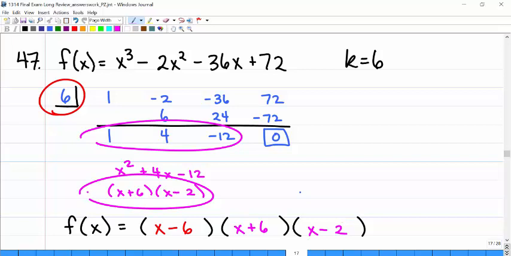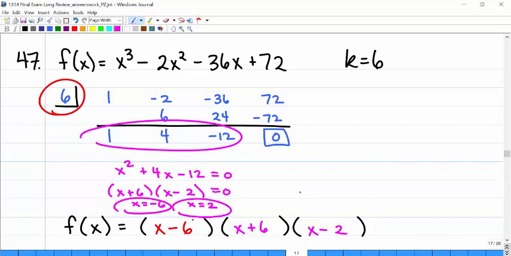On the question above, it asked you to find all the zeros. If I had set this equal to 0 and solved for x, I would have x equals -6 and x equals 2. Do you see the other two zeros? I have the zeros 6, -6, and 2, which gives me the factors of, for this one, x minus 6, for this one, x minus -6, which is x plus 6, and x minus 2. Those are the three factors.